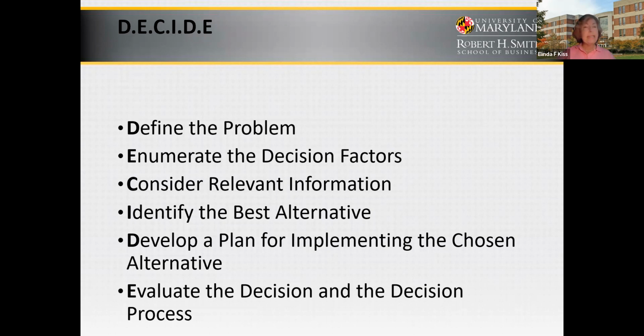Even though there may be negatives associated with that alternative, D, develop a plan for implementing the chosen alternative. Yes, you're going to have negatives. How do you combat those negatives or those uncertainties? How can you show, even with those uncertainties, your choice is the best solution?